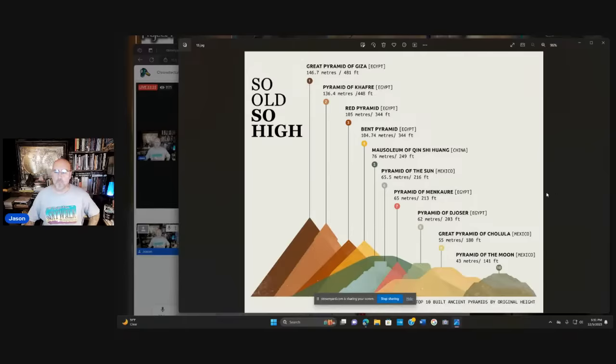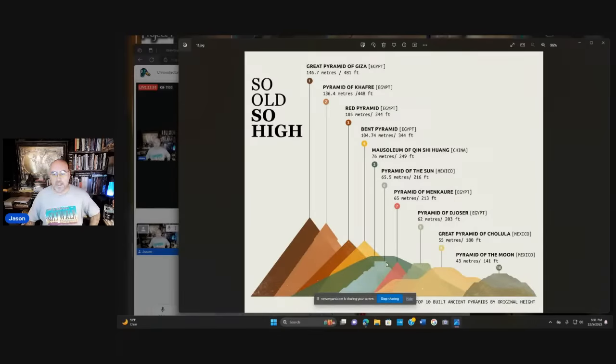So anyway, you can see by the size differentials here, there is a massive amount of difference in the size of pyramids in the Americas. There's the Pyramid of the Moon in Mexico. There's Cholula in Mexico. Here they are right here, guys. Here's the Pyramid of the Sun in Mexico. Vast difference in height.